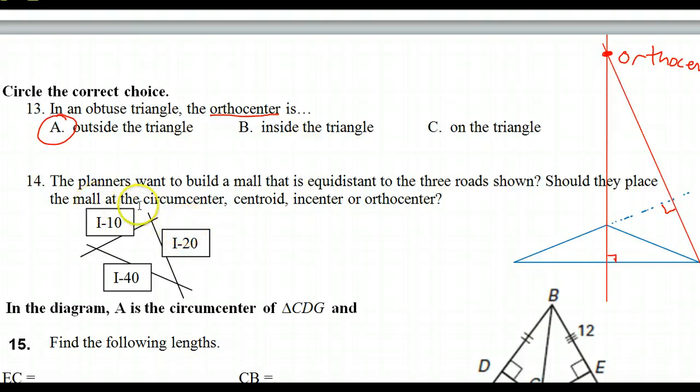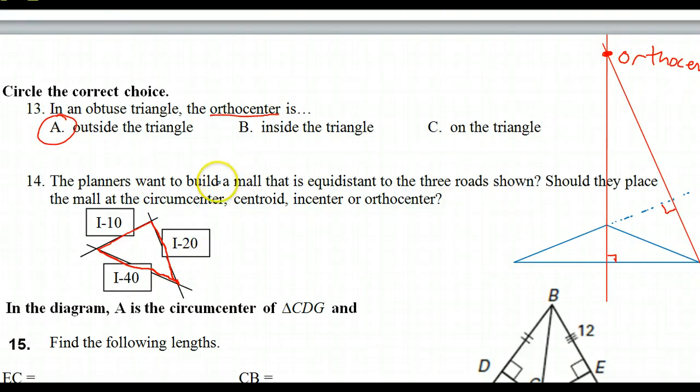Now, if we want the mall to be equidistant to the roads that are shown, the question is, in this picture, are these roads the sides of the triangle, or are they the vertices? Are they the corners of the triangle? I hope you can see that these roads are the sides of the triangle. I-10, that interstate, is a road, but that's also a side of the triangle. This road is a side, and this road is a side. The roads are the sides of the triangle.